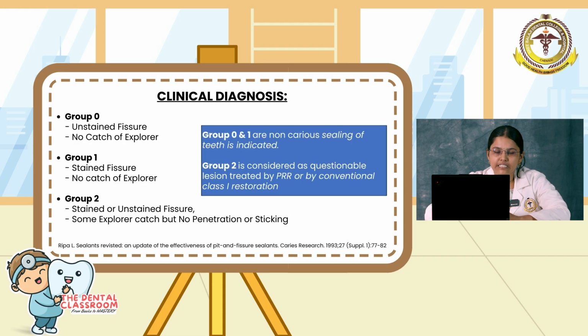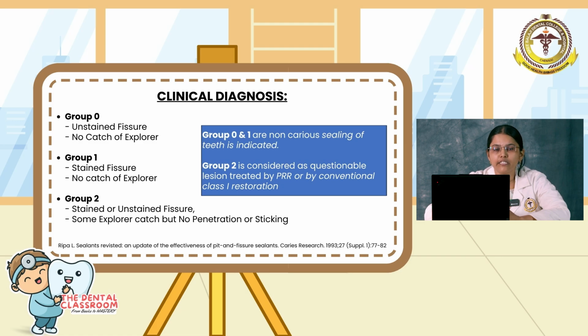So having discussed the indications, now we will see how clinically we can decide whether a tooth can go in for placement of sealant or not. Teeth can be categorized into 3 groups: group 0, 1 and 2. Group 0, where the teeth have unstained fissures and there is no catch of the explorer. Next is group 1, where the fissures can be stained with no catch of the explorer. Next is group 2, where stained or unstained fissures will be there, and some explorer catch but no penetration or sticking of the explorer.